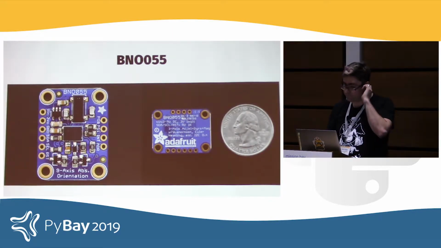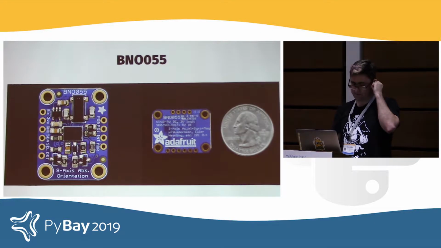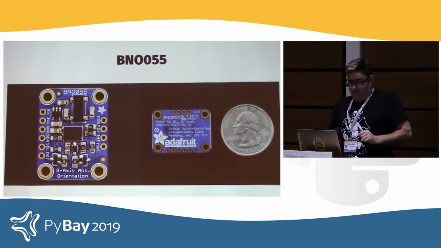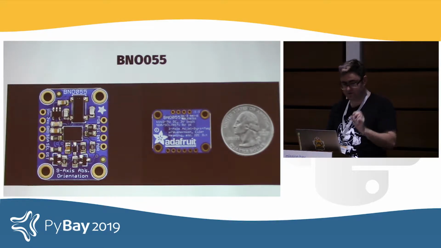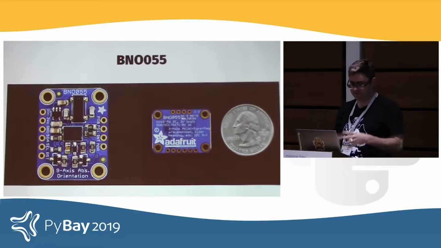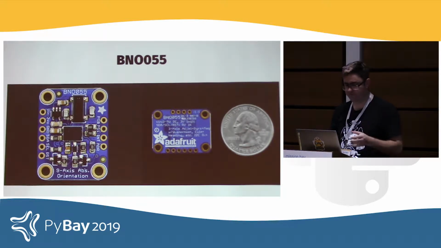Here's another cool one. This is the BNO055 by Bosch. As you can see, this breakout is about the size of a quarter. On the picture on the left side, in the very center, you can see that black rectangle. That's the actual sensor itself. All of the stuff around it is the hardware that's necessary to make it easy to interface with.